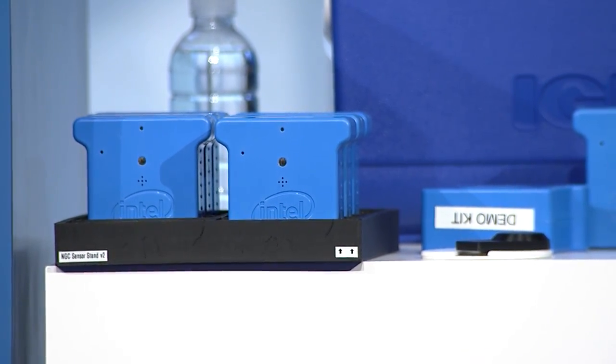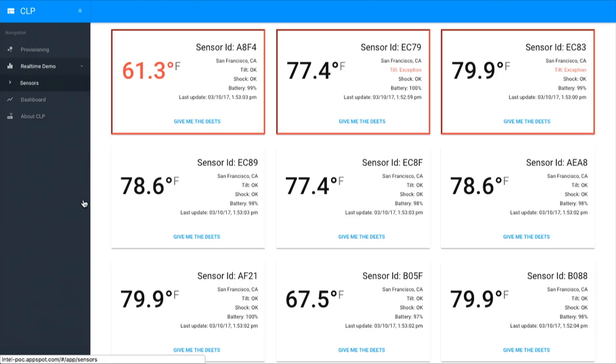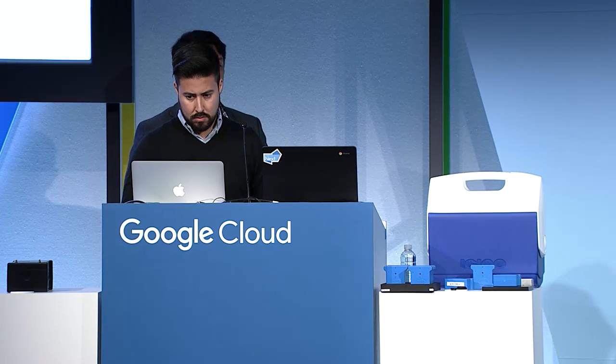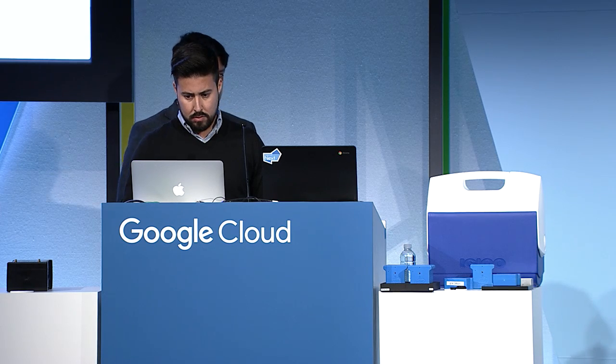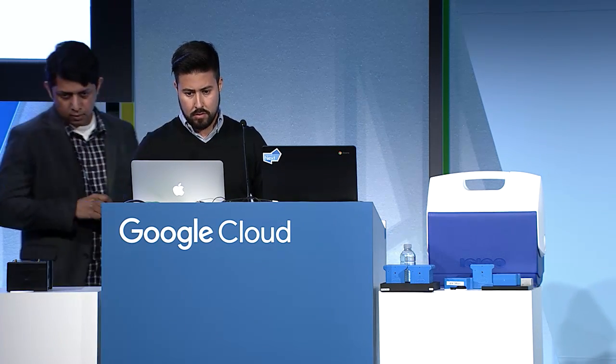A macroframe, for demo purposes, is set at 1 minute. What that means is if everything is okay, if everything is within tolerance, once a minute we're going to send that data up to the cloud. So if you go ahead and click on the Give Me the Deets button for the sensor that's below temperature threshold, you can see where we've put it in the cooler, taken it out, put it in the cooler, and taken it out.